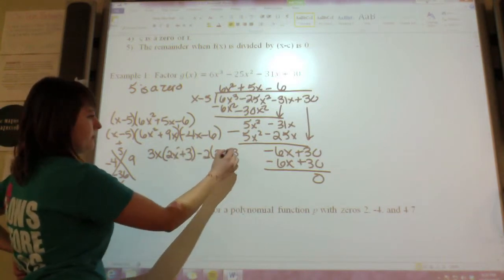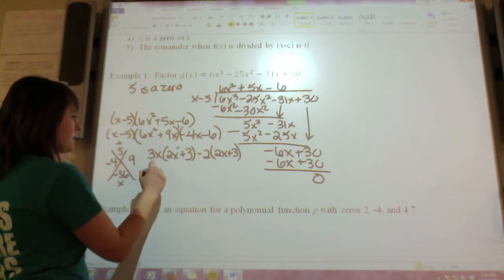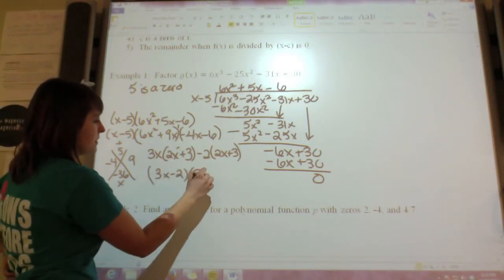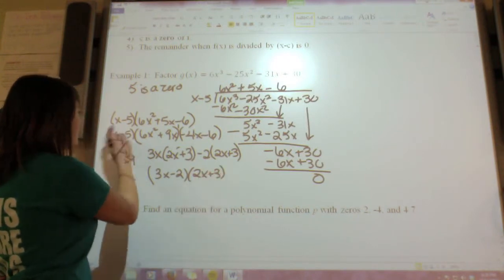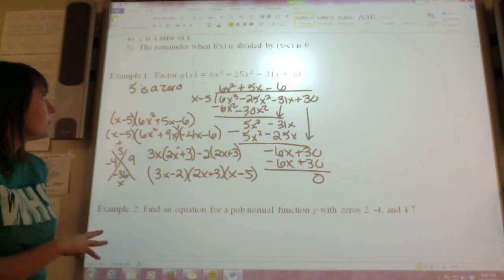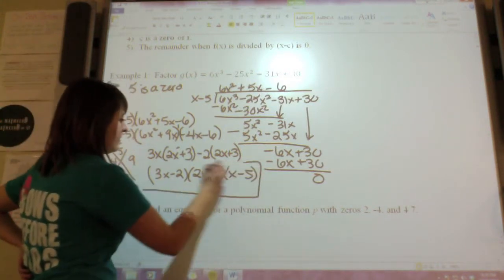2x plus 3. Sorry. Okay, so now I can regroup these. So I'll have 3x minus 2 times 2x plus 3, and then I need to have my x minus 5 in here as well. So what I've done is I've factored this all the way down now, and this is my final answer.